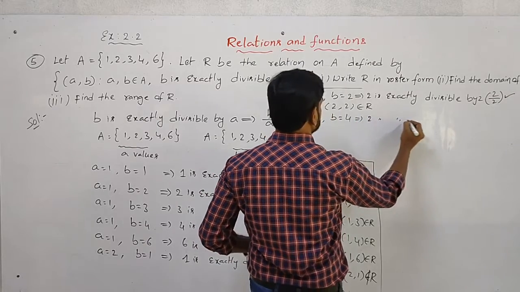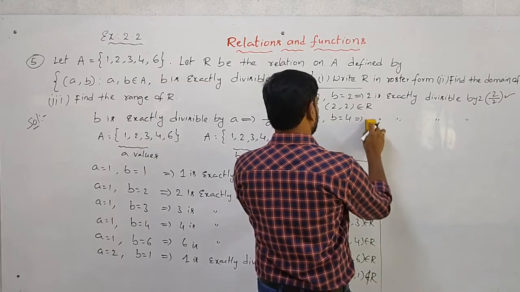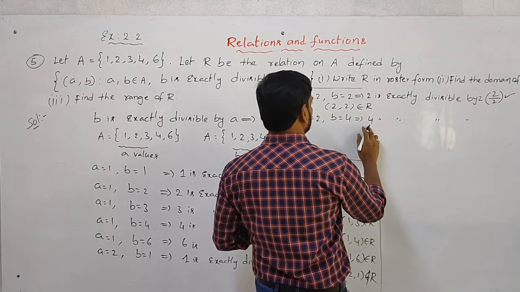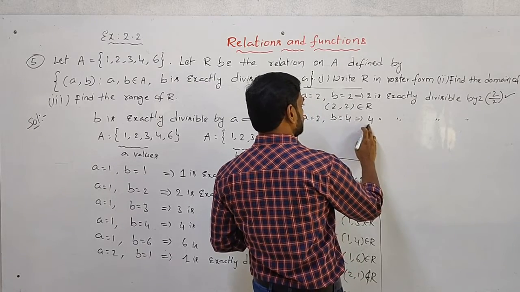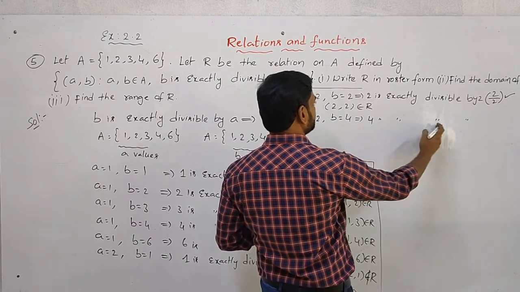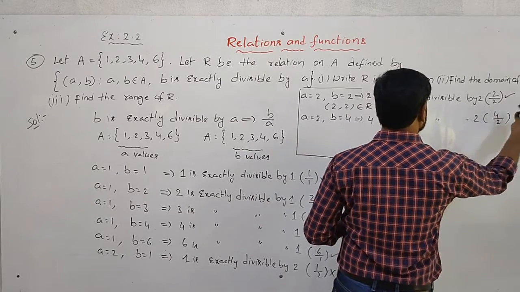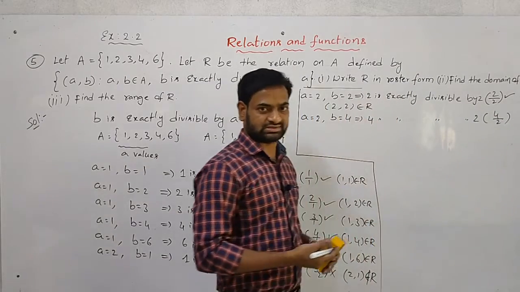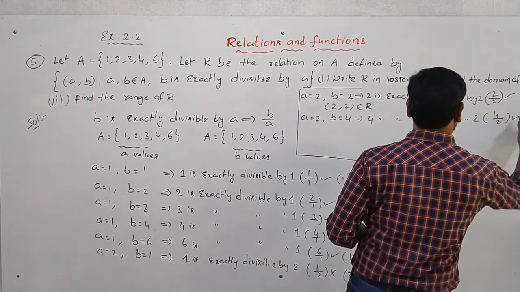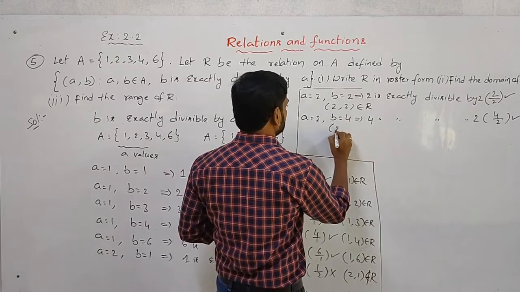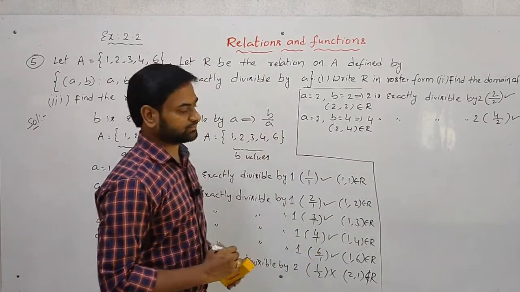4 is exactly divisible by 2. B is exactly divisible by A. So B value is 4. 4 is exactly divisible by 2. That is 4 by 2. How many times can we cancel? That is 2 times we can cancel. It is divisible by 2 times. So it is correct. When it is correct, 2, 4 belongs to the relation.